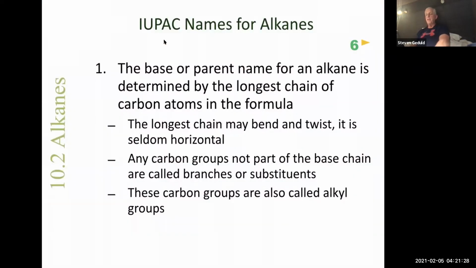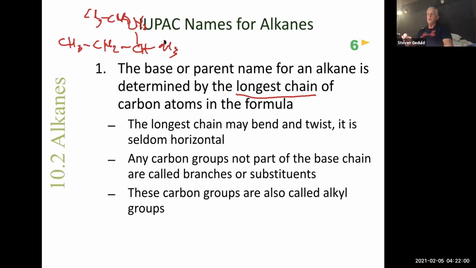So the base or parent name for an alkane is determined by the longest carbon chain. That's how you determine the name. We find the longest carbon chain. It doesn't matter if it's bent. If it's written like this, CH3, CH2, CH2, CH2, CH3, CH3, CH. The longest carbon chain is not 1, 2, 3, 4. The longest carbon chain is 1, 2, 3, 4, 5, 6. So there's your longest chain.